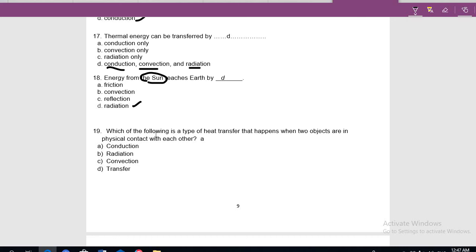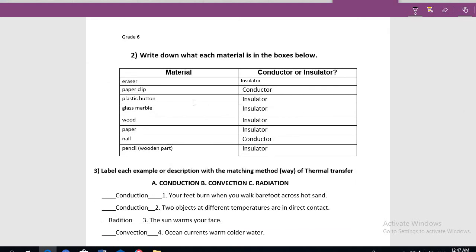Which of the following is the type of heat transfer that happens when two objects are in physical contact? Direct contact, conduction. Yes. An eraser is an insulator. A paper clip is metal, so a conductor. Plastic, glass, wood and paper are insulators. A nail is a conductor, it is metal. The wooden part of a pencil is an insulator.